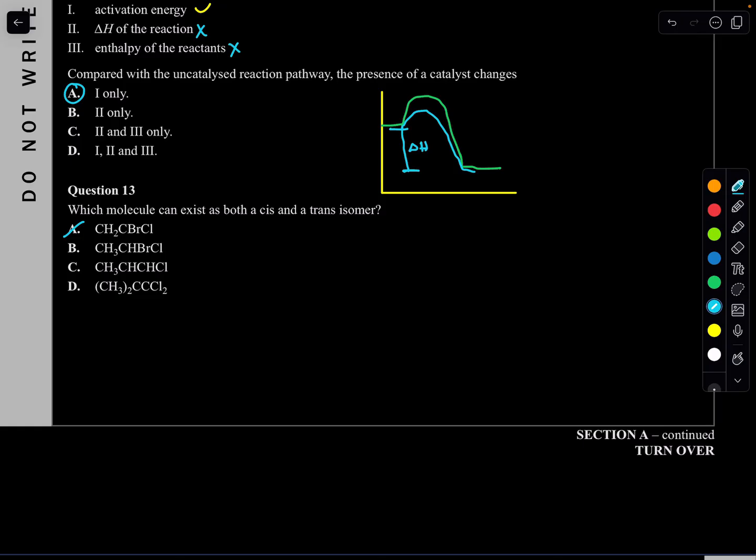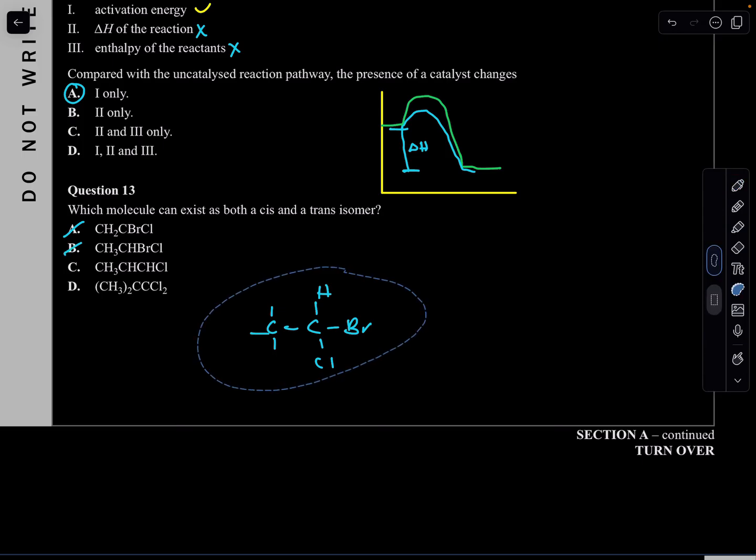What about the next one? Okay, this one absolutely not. I just looked at it. So C, C, C, H, Br, C. This one doesn't even have double bonds. Absolutely doesn't work. For cis and trans, you need to actually have a double bond.